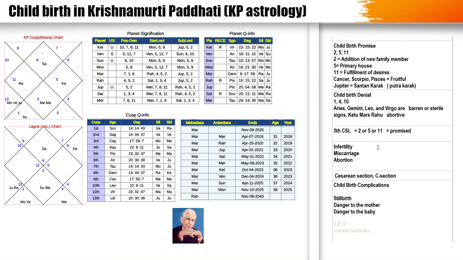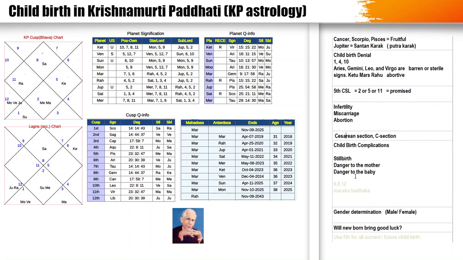Now let's move on to these various questions: infertility, miscarriage, abortion, cesarean, childbirth complication, all these various questions. For all these there is just a very simple rule in Krishnamurti Paddhati, and that is regarding the 6, 8 and 12. We know that 6, 8 and 12, these houses are deemed to be bad houses. So when you have a planet that is signifying the 2-5-11 or 2-5-5-11, those kind of combination, and at the same time they are also indicating the 6, 8 and 12, then it creates a complication during the time of the childbirth.